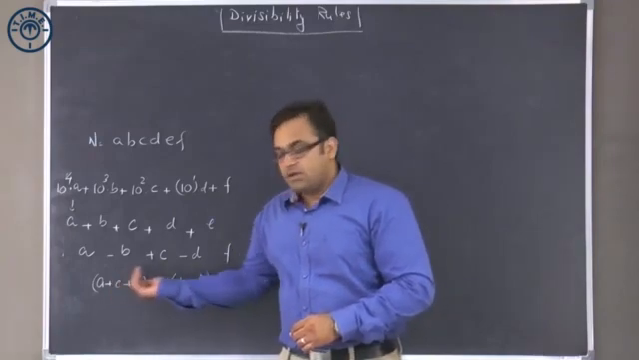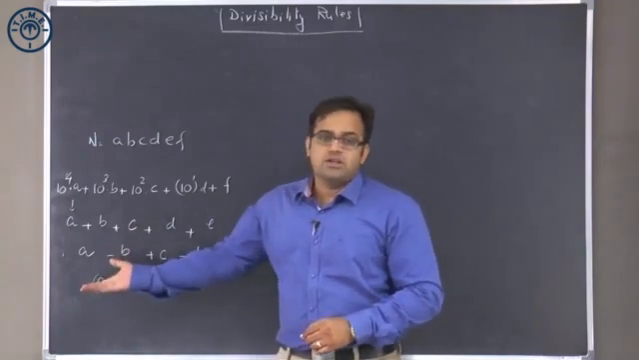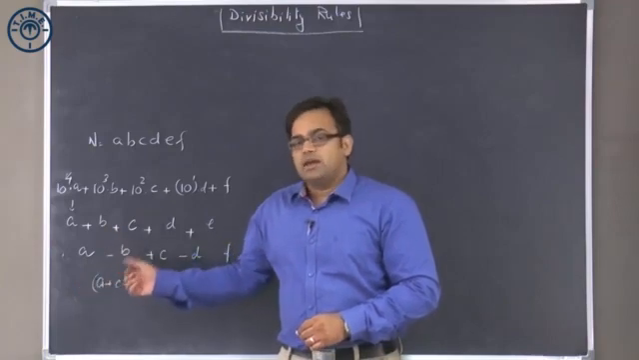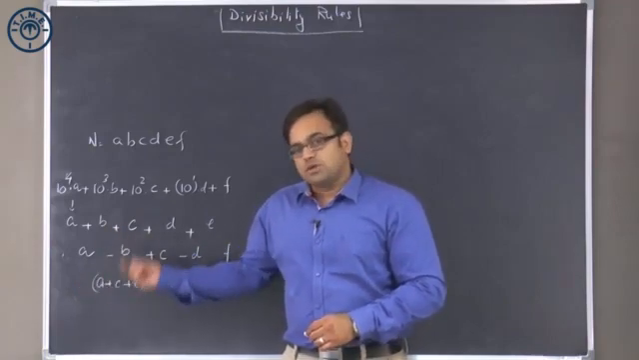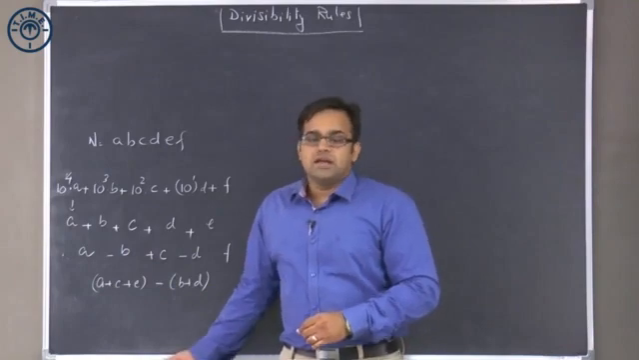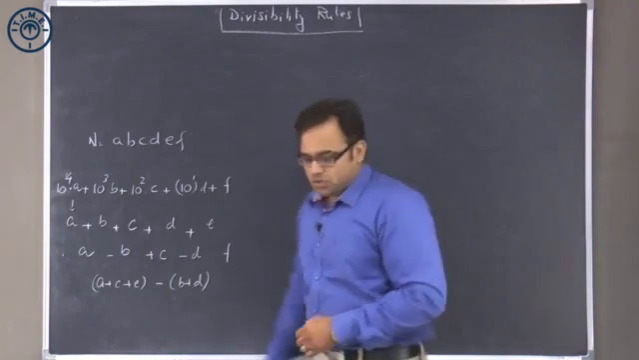We take the even digits on one side, we take the odd digits on the other side, we add them and we take their positive difference. If this positive difference is divisible by 11, the entire number is divisible by 11. So let's take an example.